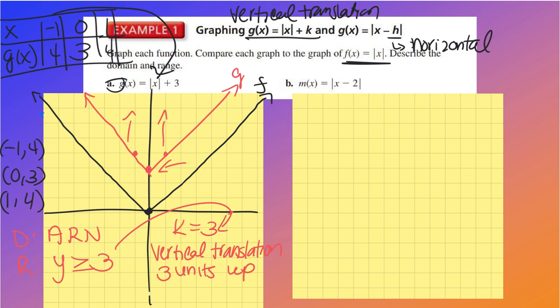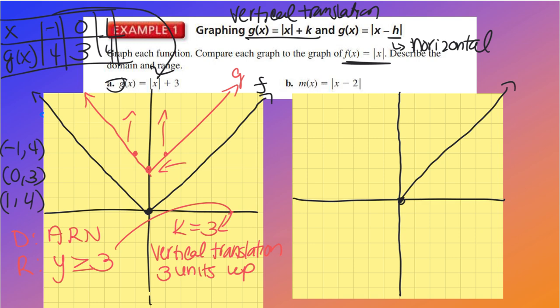In B, again, we can do a table, or you're able to do it mental. This is simple. We will get into one where it's not as simple. So I'm going to give you another method. Again, we're going to use our parent, just because it was given to us. They told us f of x equals the absolute value of x.